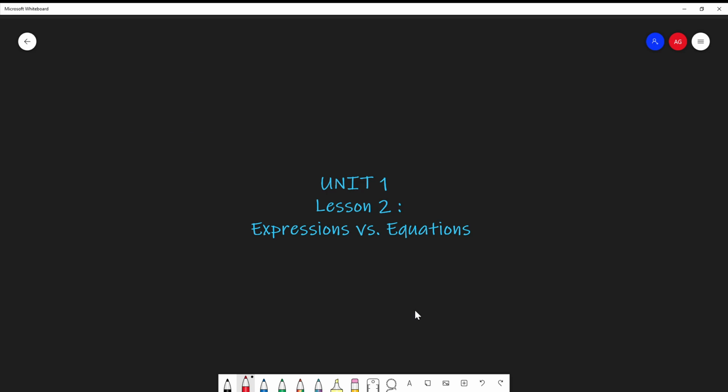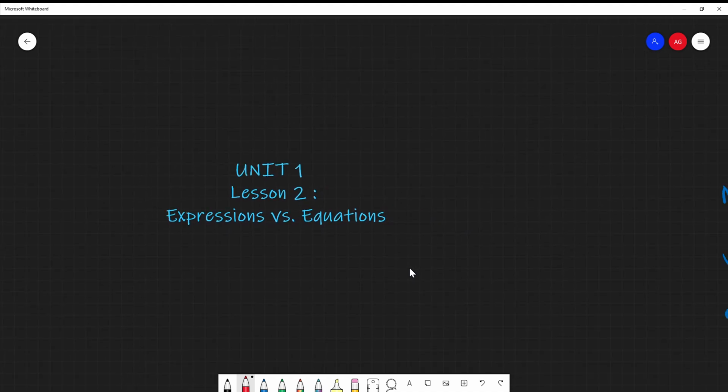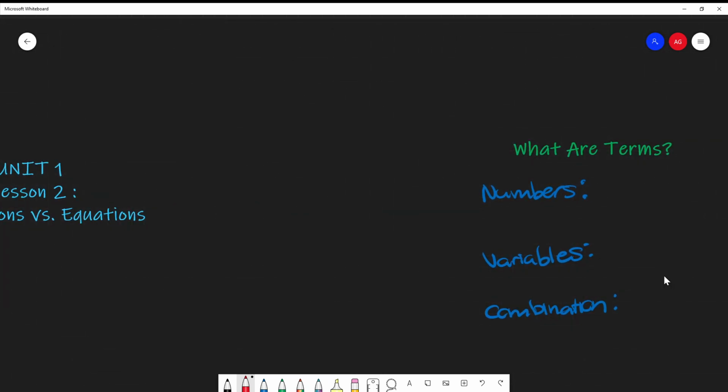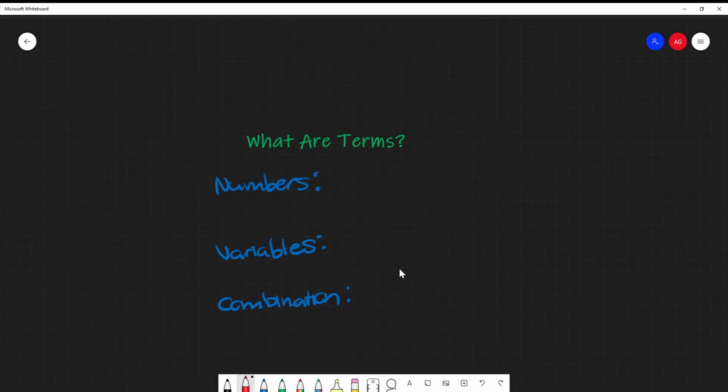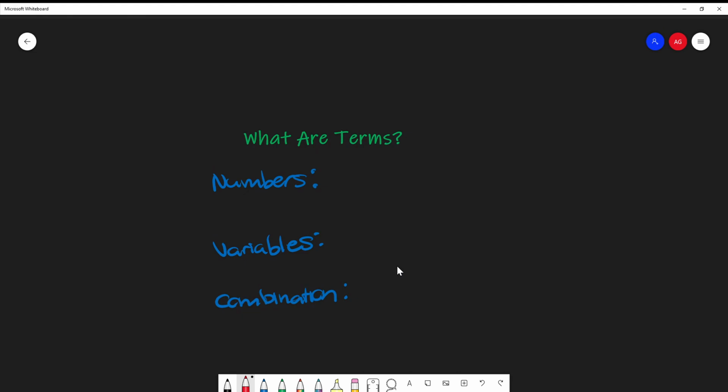Everybody, and welcome back to Unit 1, Lesson 2, Expressions versus Equations. So, to understand what an expression and what an equation is, we need to understand what terms are. A term can be a number, a single number, let's say 1, 2, 3. They can also be negative, -1, -2, -3.